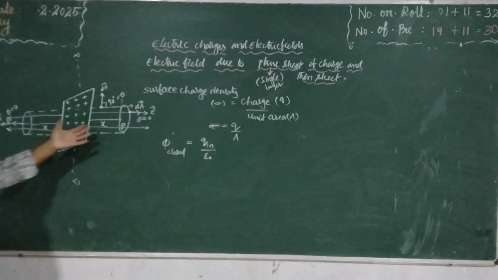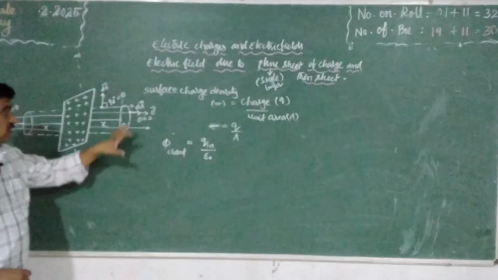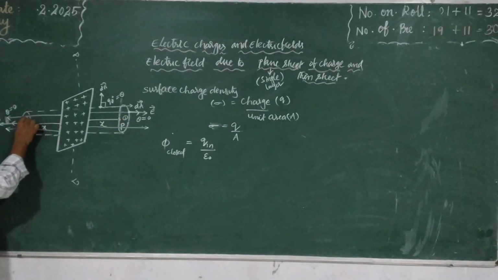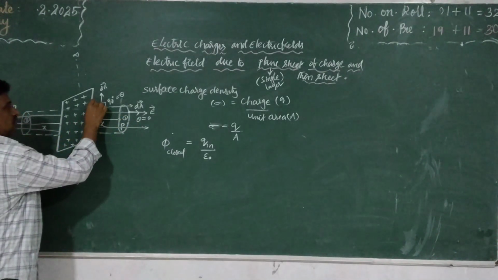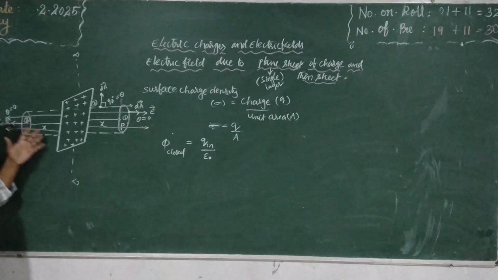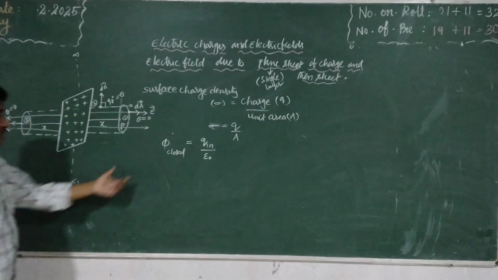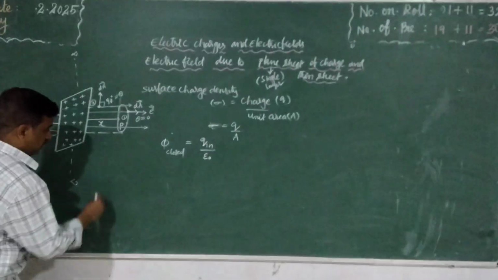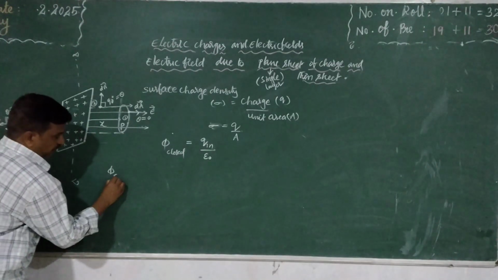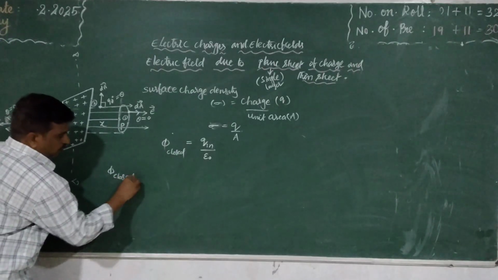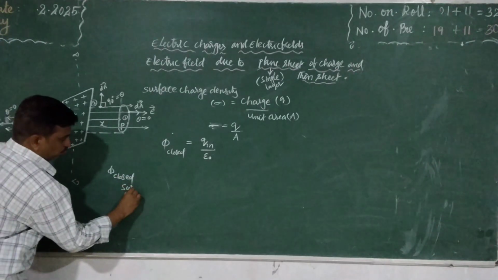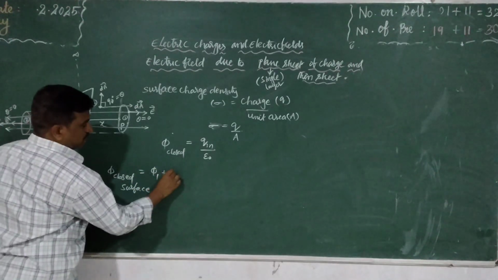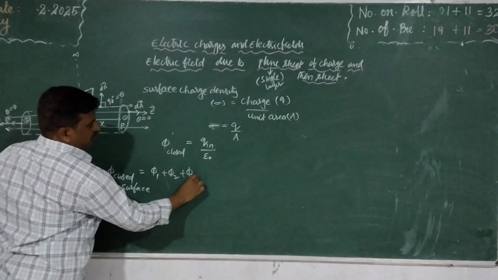See in this one, we have three surfaces. This is the first surface we can take, this is the second surface, this is the third surface. What is the flux through these surfaces? Flux through a closed surface equals q inside by epsilon naught. Flux through the closed surface equals phi 1 plus phi 2 plus phi 3.